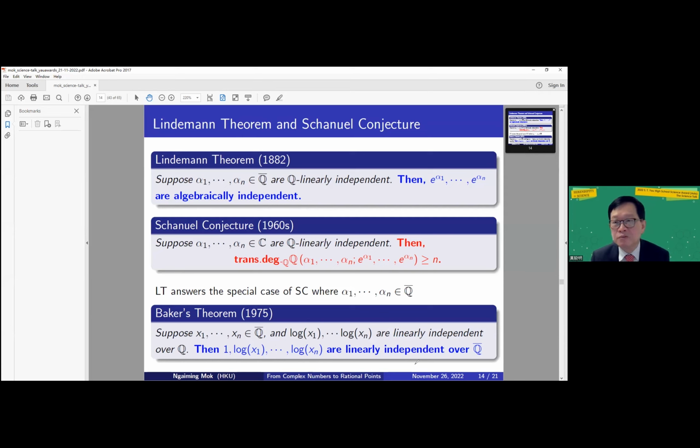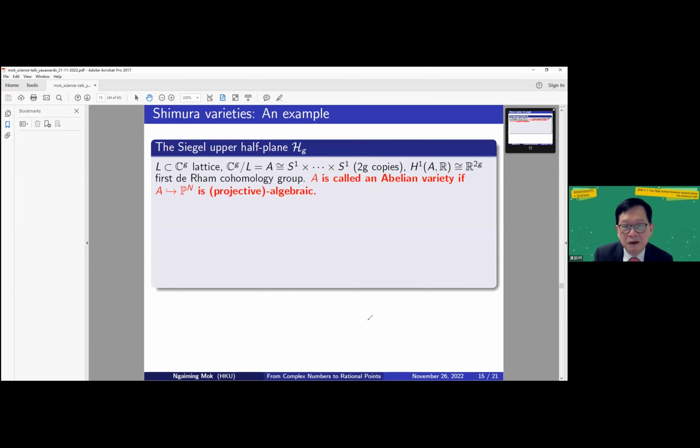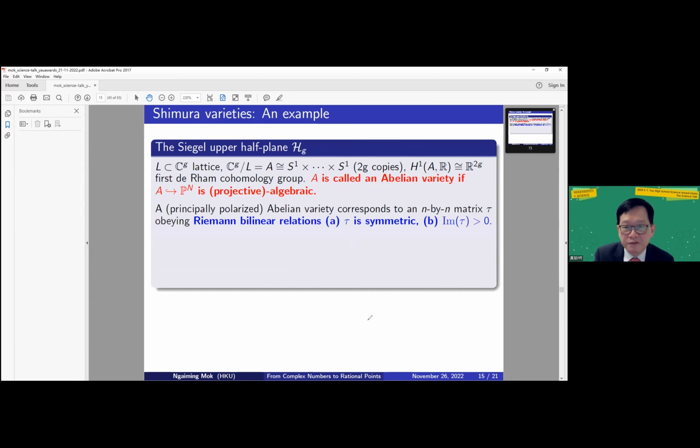The example of the Siegel upper half plane. This is where you take the imaginary part of tau being positive, but instead of a number, you take tau to be a matrix. And the matrix is a symmetric matrix, and you have the Riemann bilinear relation. So tau is symmetric, and the imaginary part of tau is positive. This is an infinite domain, but it can be proven that it is isomorphic to a bounded one.